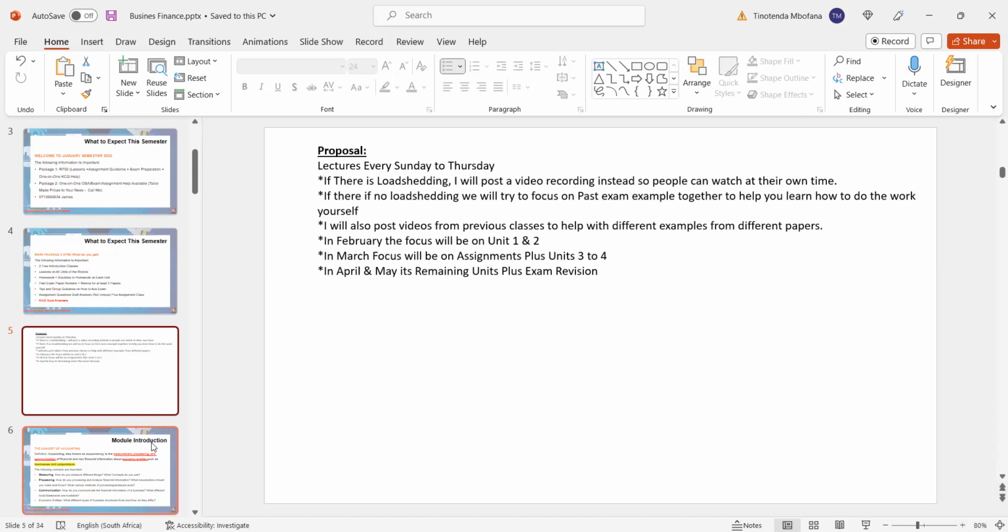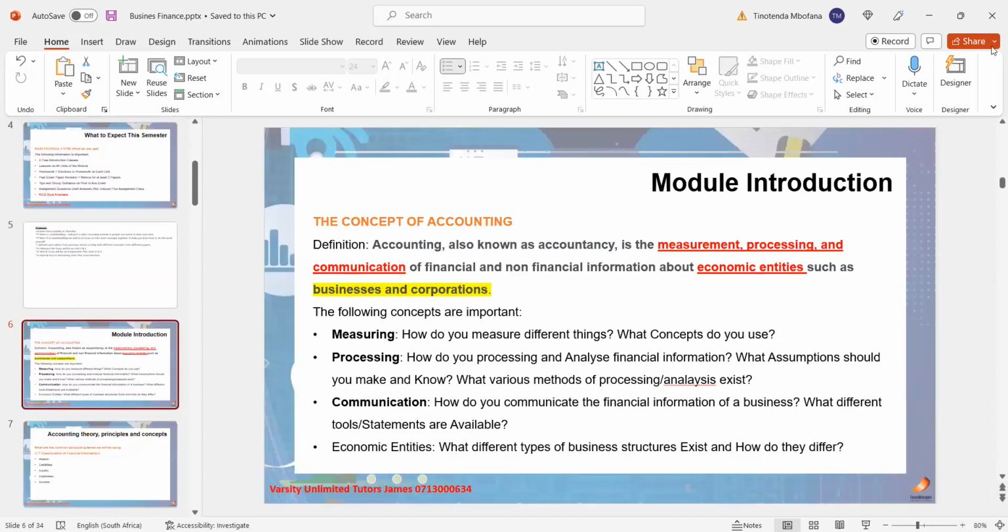Whenever there is load shedding, someone might ask, so if I make a payment and there's load shedding, what am I to do? Am I losing my money? No. Every lecture that we do will be recorded so that you guys can have access to the class, even if you were not able to attend. So in short, that is Varsity Unlimited Tutors in terms of what we are offering you as the student.